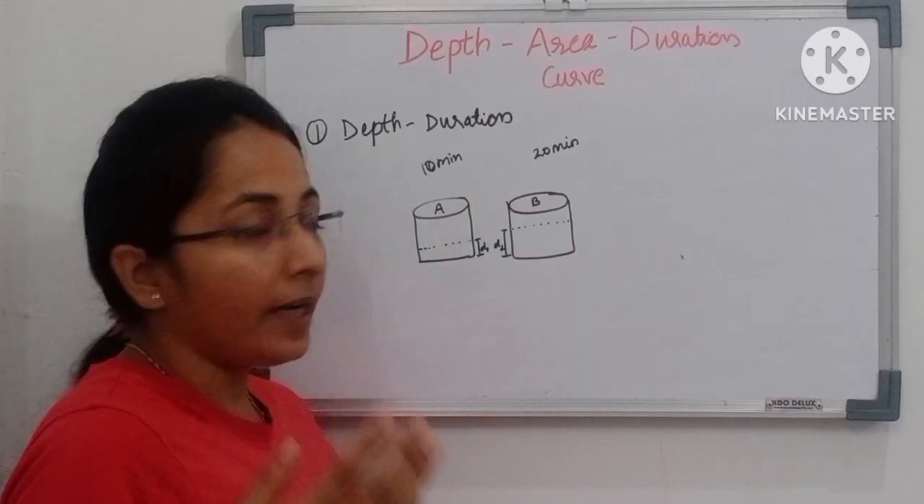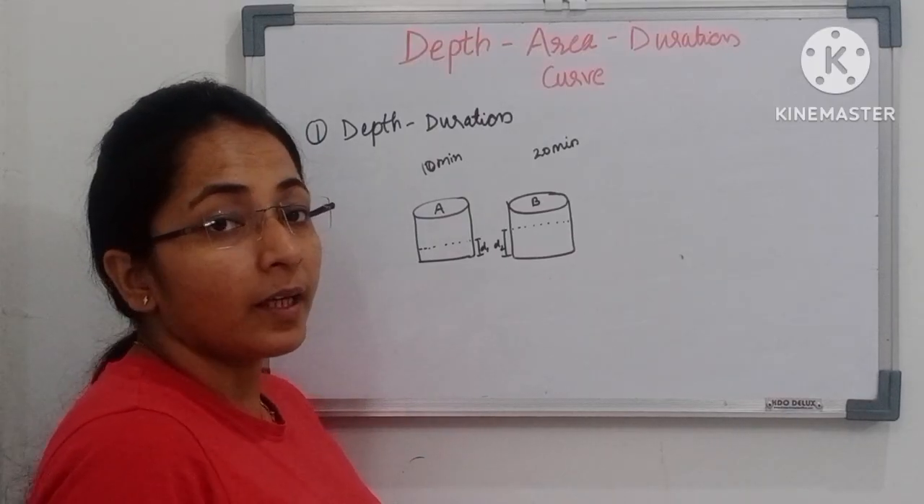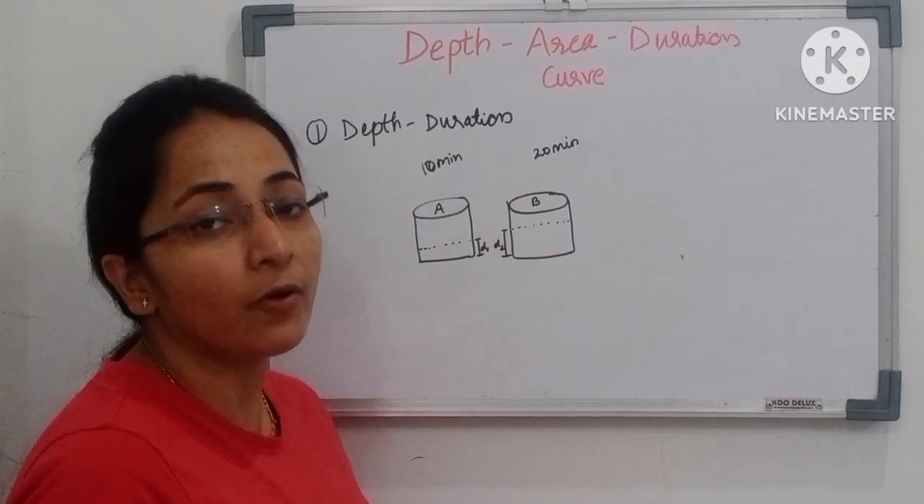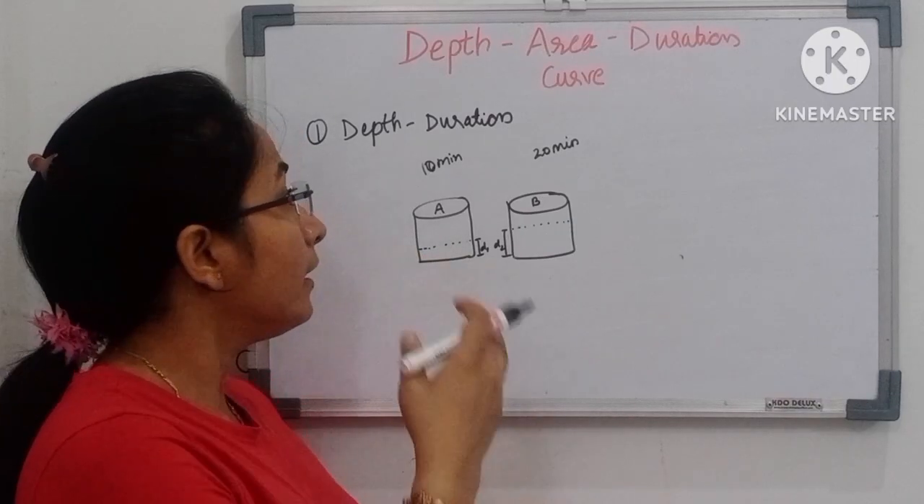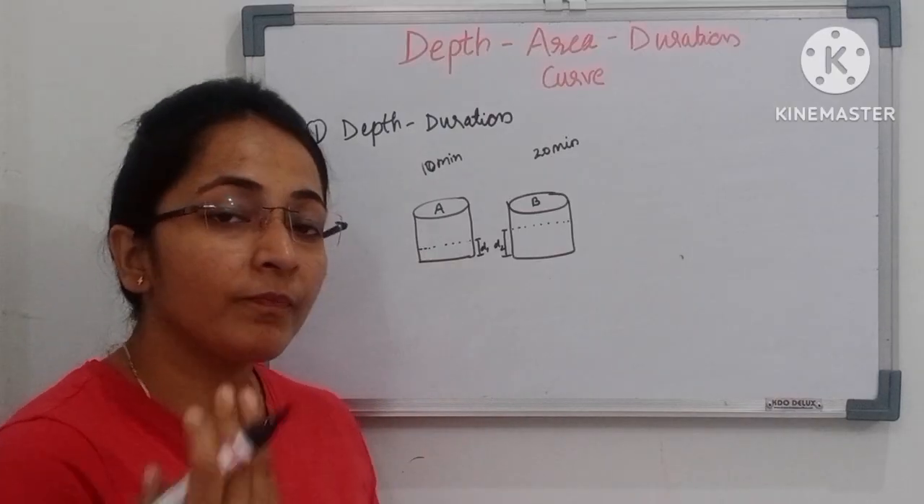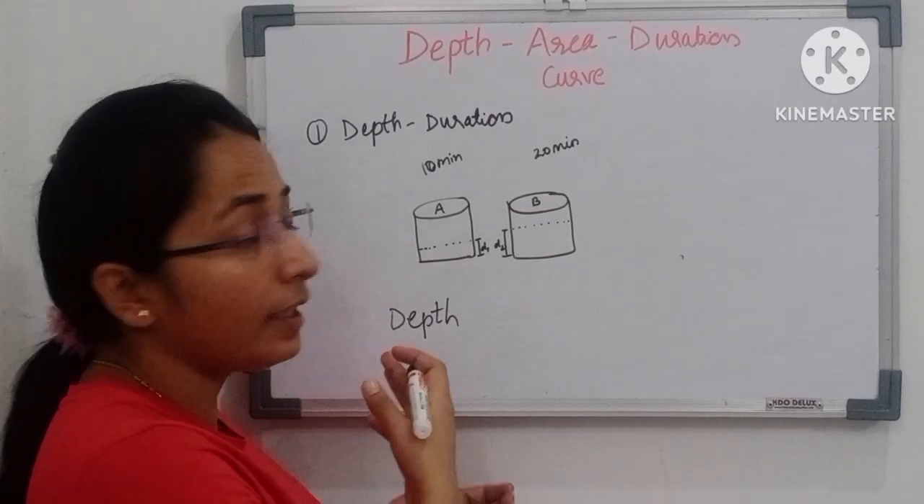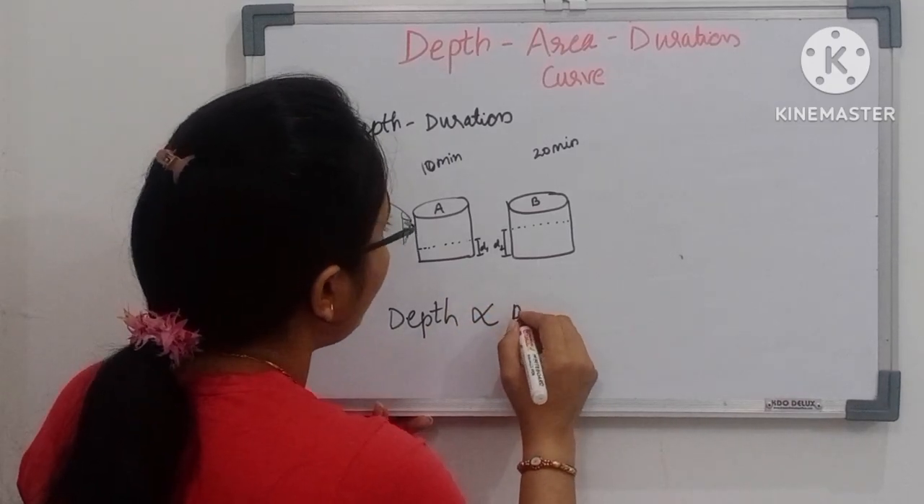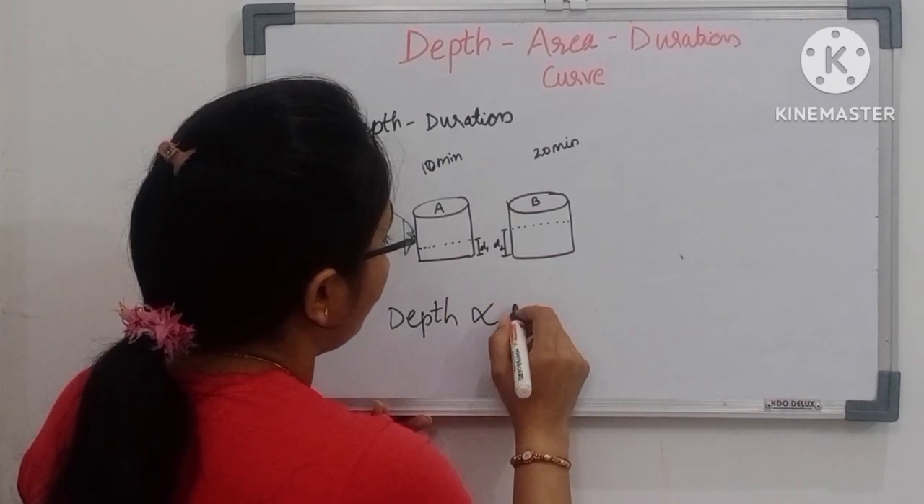So depth and duration: as duration increases and the intensity of rainfall is the same, then the depth of the rainfall will also increase. So this is the depth and duration relationship. Depth will be proportional to the duration.